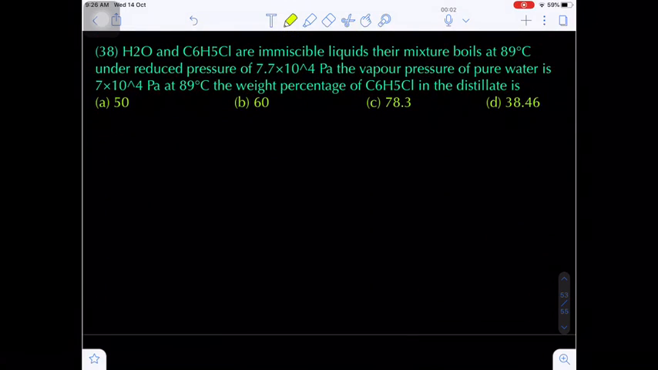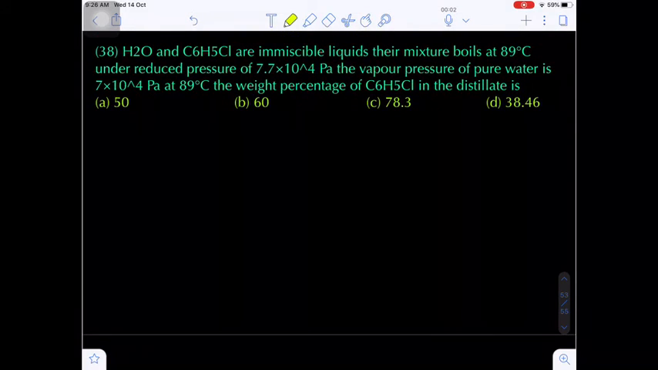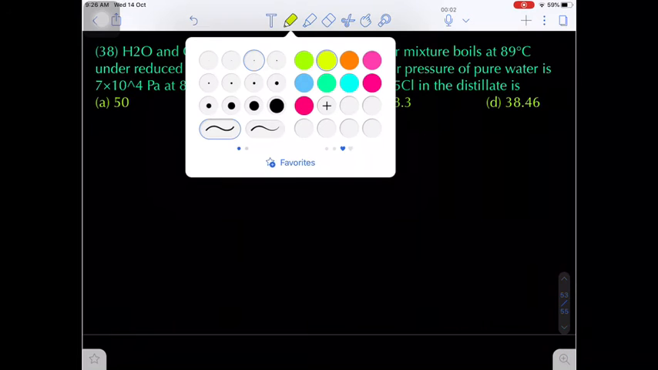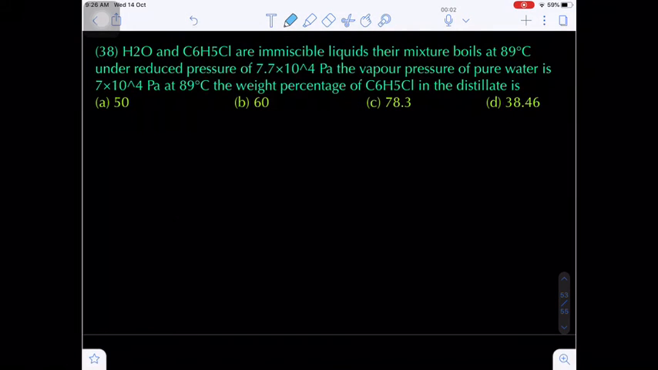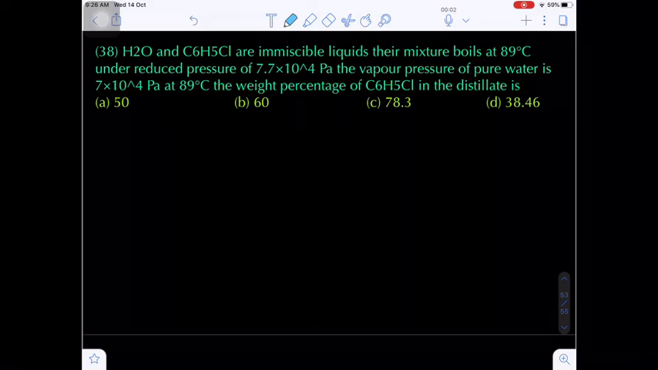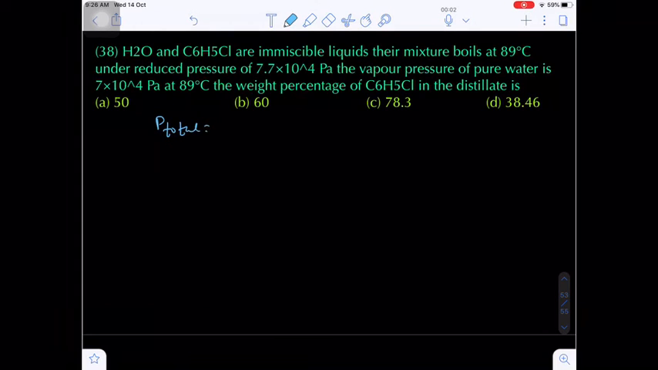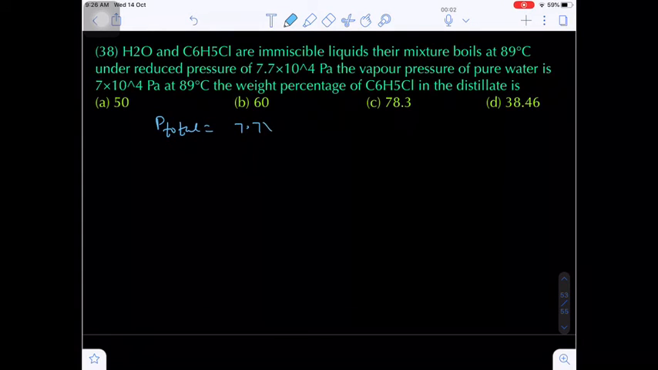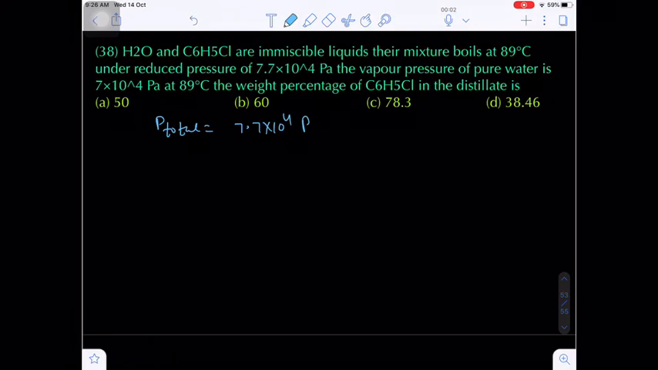145.8, that will be option C. Okay, and one more last question. It is also regarding distillation phenomena. Here water and chlorobenzene are immiscible liquids, and their mixture boils at 89 degrees Celsius under a reduced pressure of 7.7 into 10 to the power 4 Pascal. That means the P total is given. The total pressure will be 7.7 into 10 to the power 4 Pascal.